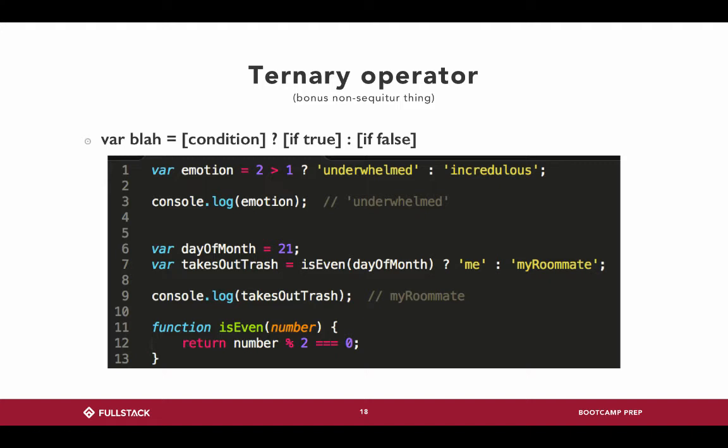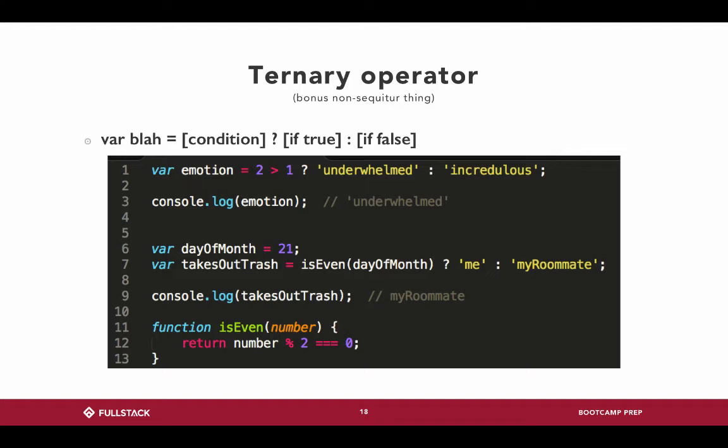So, day of the month. If it's an even day, then I take out the trash, otherwise my roommate does. So we have this function that returns if the number is divisible by 2 evenly. So if 21 is even, then I do it. The first one is if it's true, else my roommate does it. So in this case, 21 is not, haha, my roommate takes out the trash.